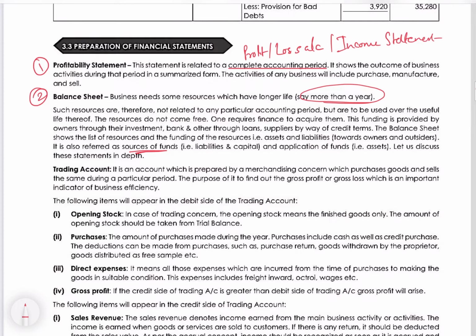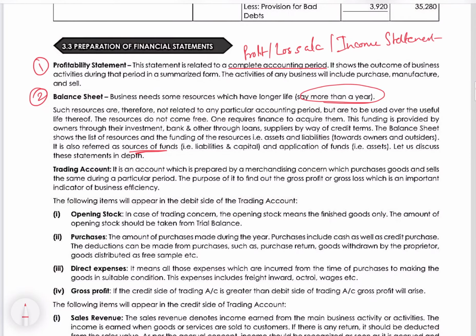In that we prepare a trading account. So what is the trading account? Trading account, in vertical format, has been combined with the profit and loss account or income statement, which will come later in the other part. Here we will use the T form, that is horizontal form, for our balance sheet and P&L account, which we are learning here. We will also be preparing something called a trading account.